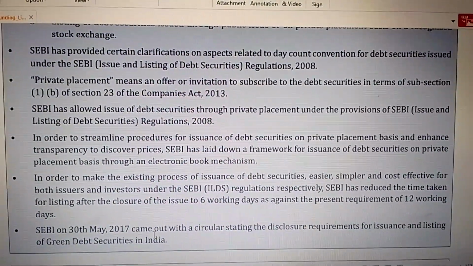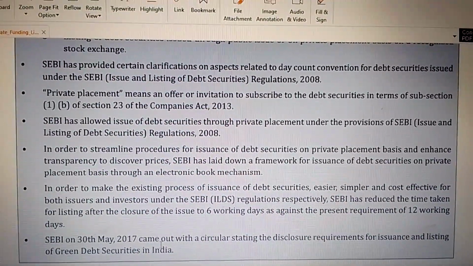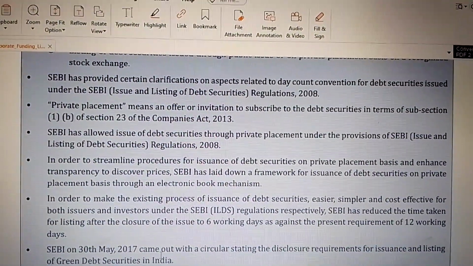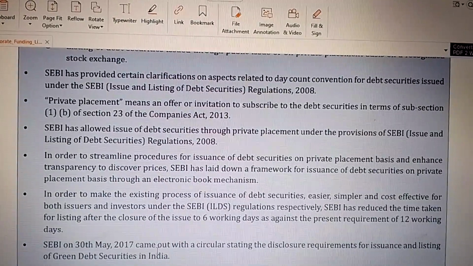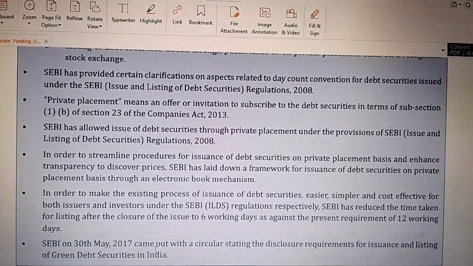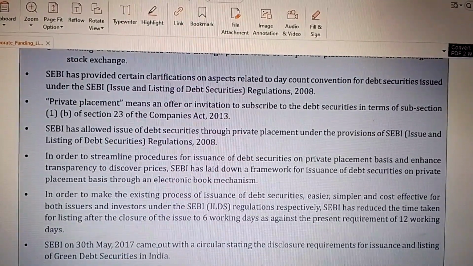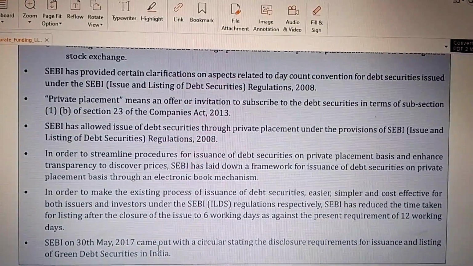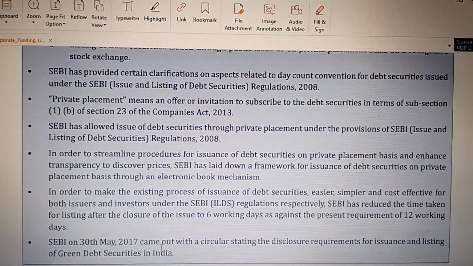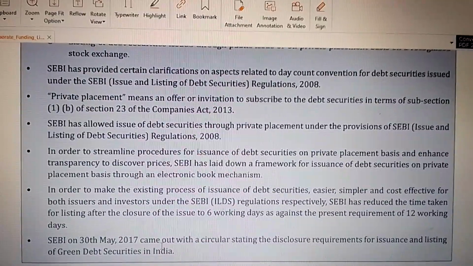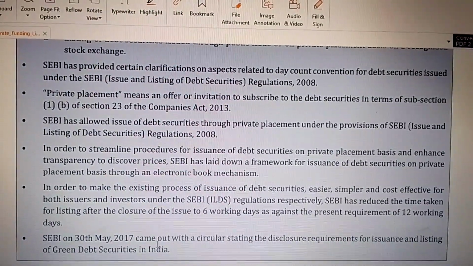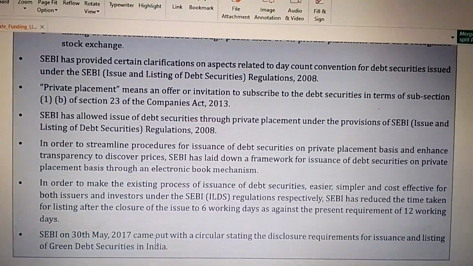SEBI has allowed the issue of debt securities on private placement under the provisions of the SEBI Issue and Listing of Debt Securities Regulations 2008, in order to streamline procedures for the issuance of debt securities on a private placement basis and enhance transparency in price discovery. SEBI has laid out a framework for the issuance of debt securities on a private placement basis through an electronic book mechanism, in order to make the existing process of issuance easier, simpler, and cost-effective for both the issuers and the investors. The SEBI ILDS regulations respectively.